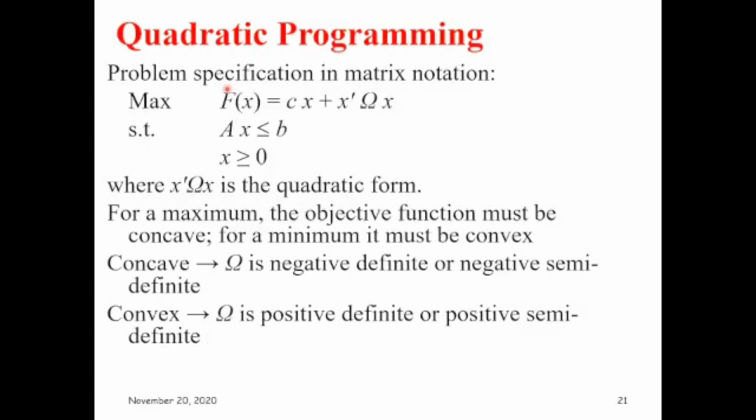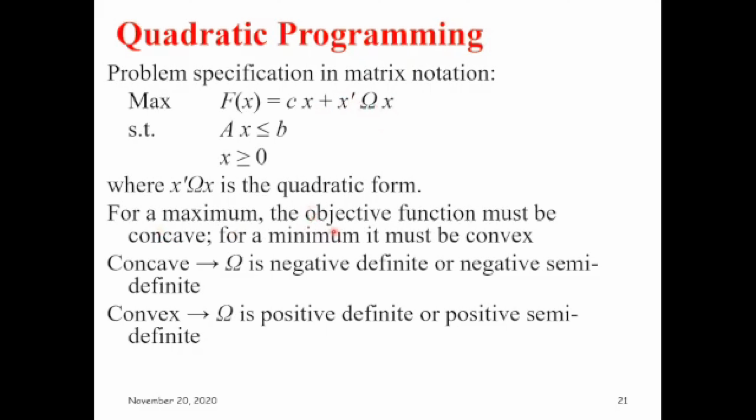A special case of nonlinear programming is quadratic programming, where the function f of x is a quadratic, and we denote that in matrix notation like this. So we have a linear component plus the quadratic component here, where this is our matrix of the coefficients. Ax is less than or equal to b, and this quadratic form here occurs.